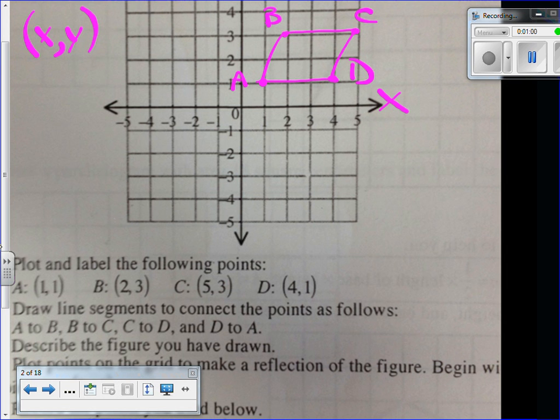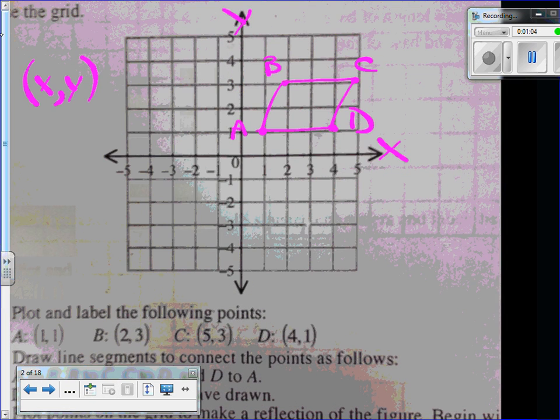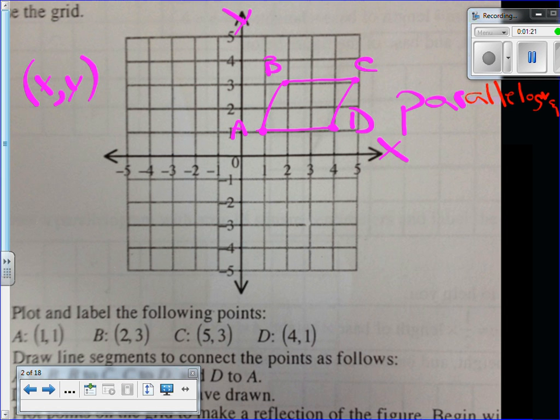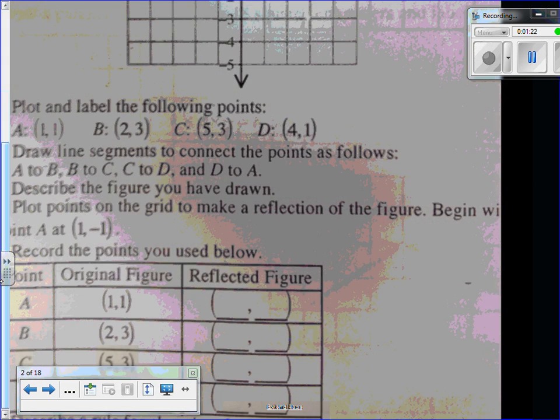Describe the figure you have drawn. What did we draw? A parallelogram. Kids, help me out with parallelogram. P, A, R, R, 1 R. Parallelogram. Okay. Describe the figure you have drawn.